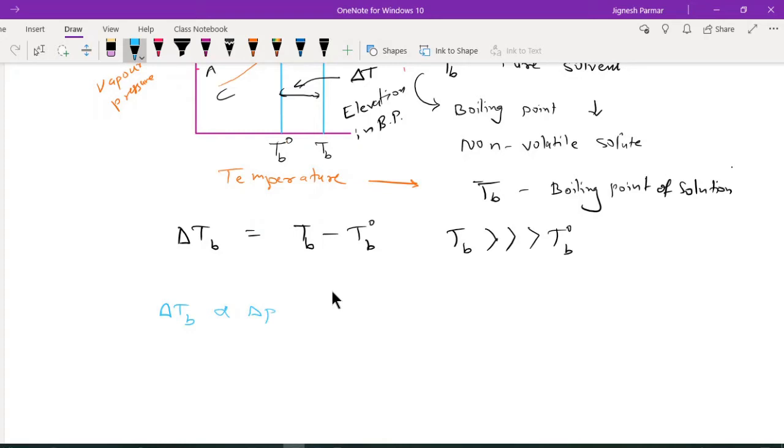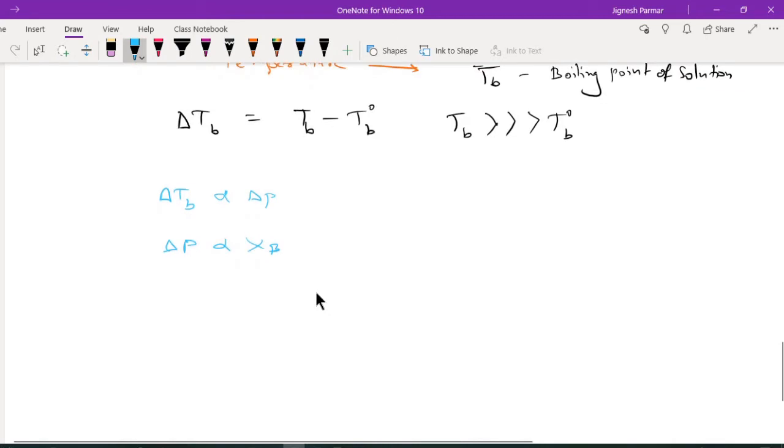As we know, according to Raoult's law, delta P is X of P, as we saw in the previous section, where X is the mole fraction. So delta Tb is directly proportional to Xb. To remove this proportionality sign, we use a constant K, which we call something different.